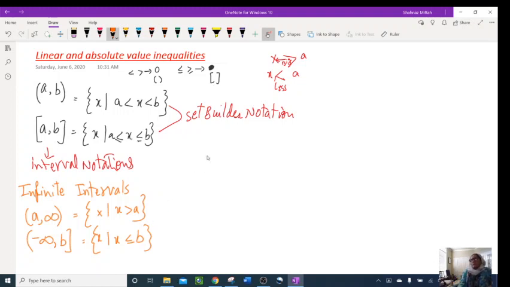Now I can write it down here for you. Parentheses indicate the endpoints are not included. The bracket indicates the endpoints are included. Infinity is always going to have parentheses. They are not real numbers, not included. Okay, what else do we need to know?